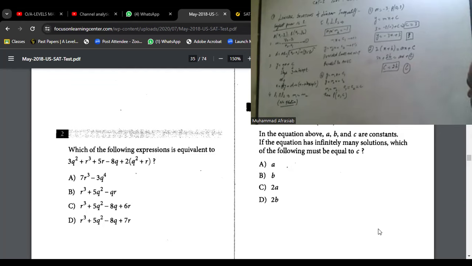Because x is common, we can compare the value of a, which is equal to 2 there. But c is equal to 2b.